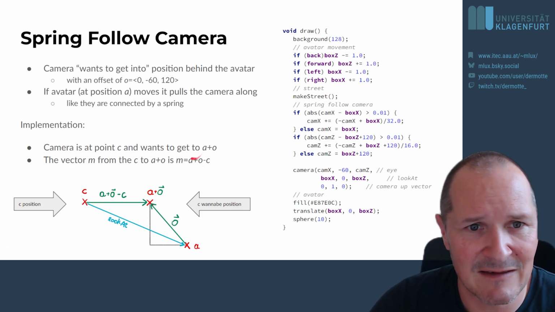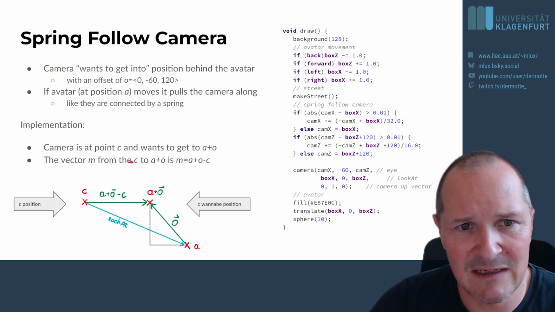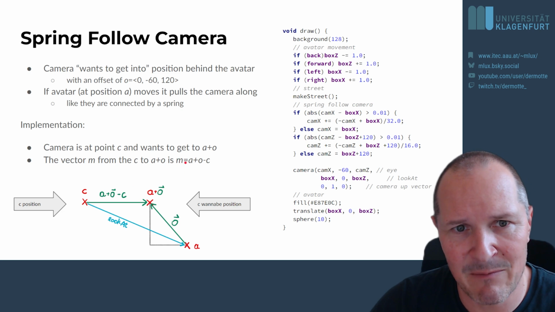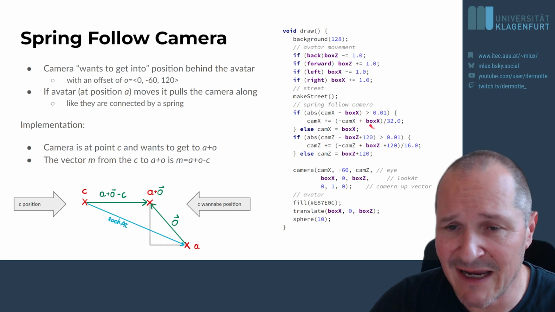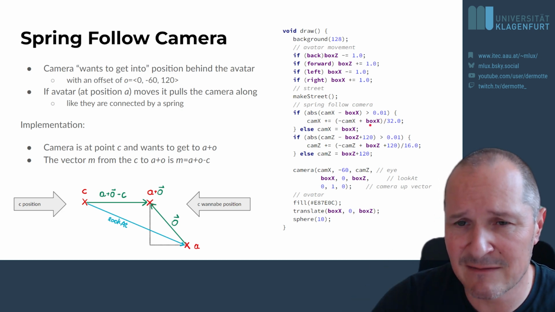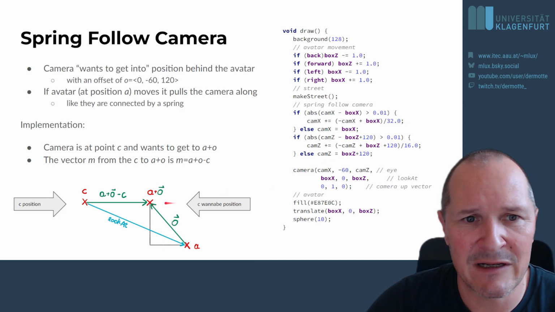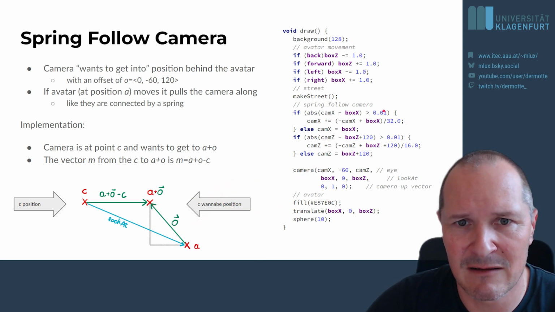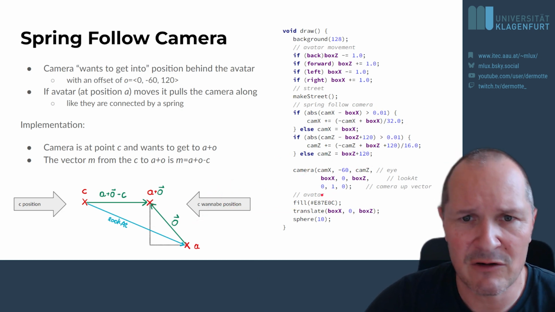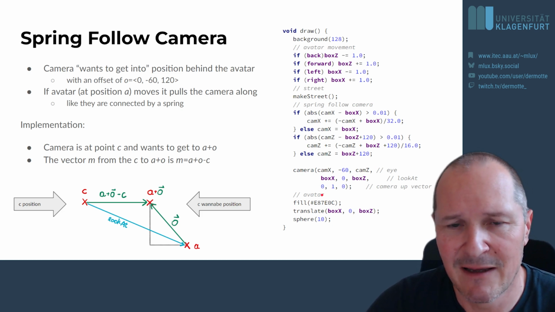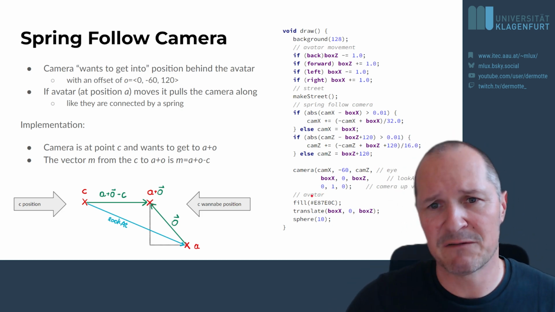So that's basically it. The vector M from C to A plus O is M equals A plus O minus C. And that would be this vector. And then we just divide it. And the more we divide it, the more relaxed the rubber band gets. Just add it. And at some point, the difference is too small, like here, and we stop it. We say, okay, that's close enough, stop it. So that's just an approximation of the whole thingy.